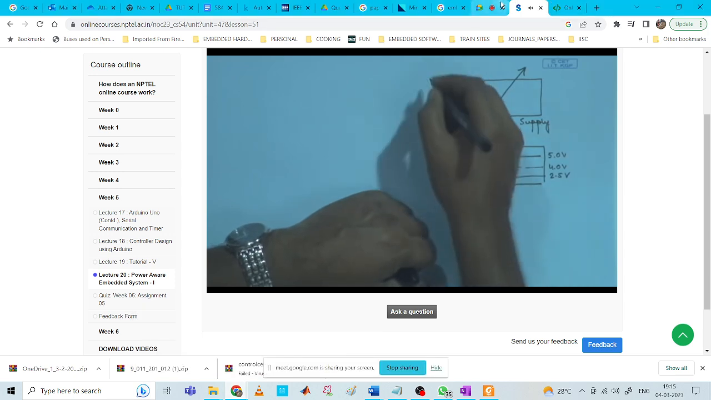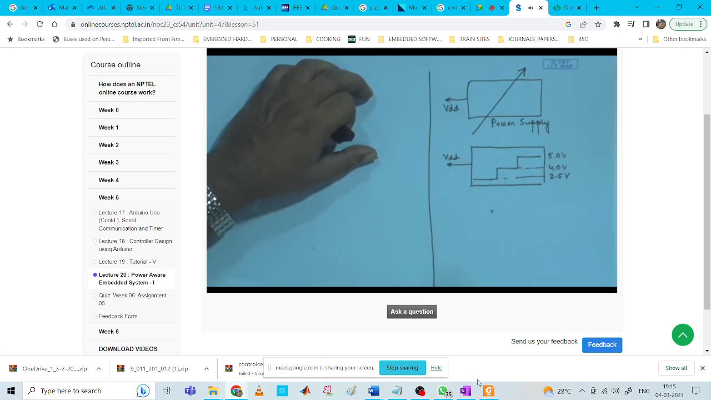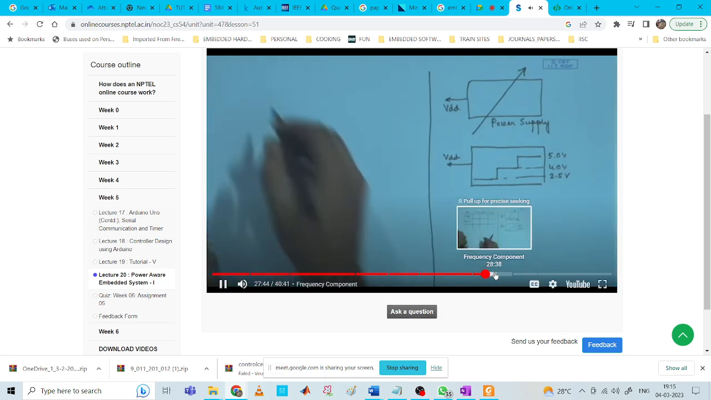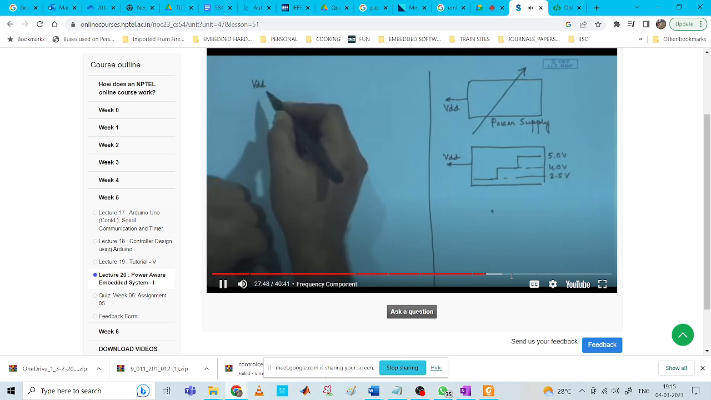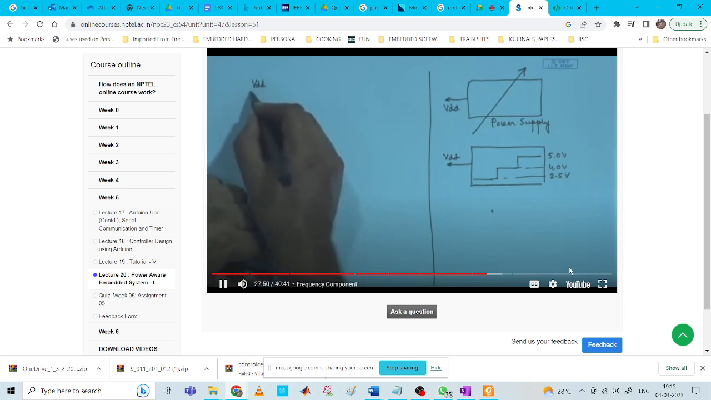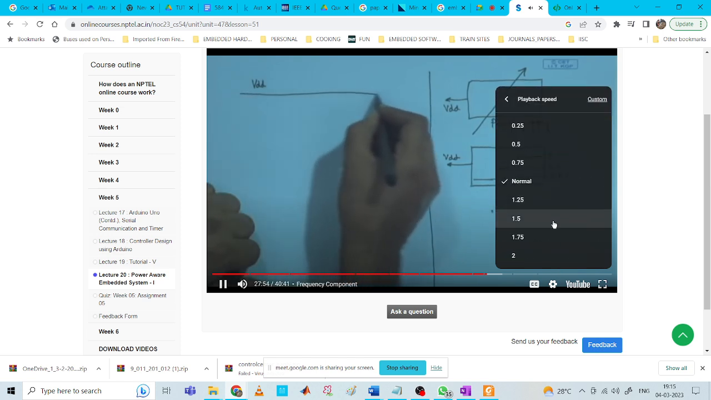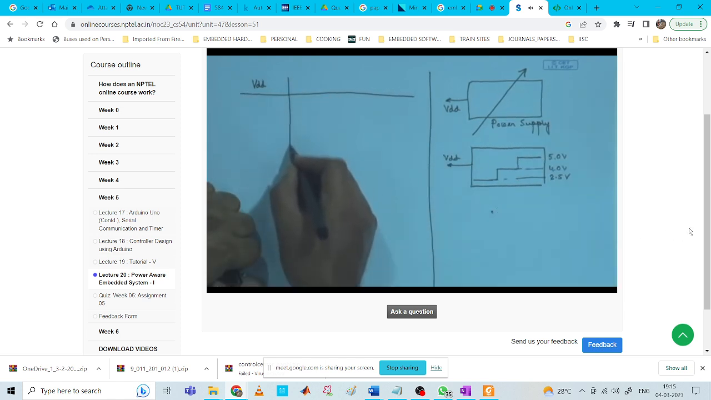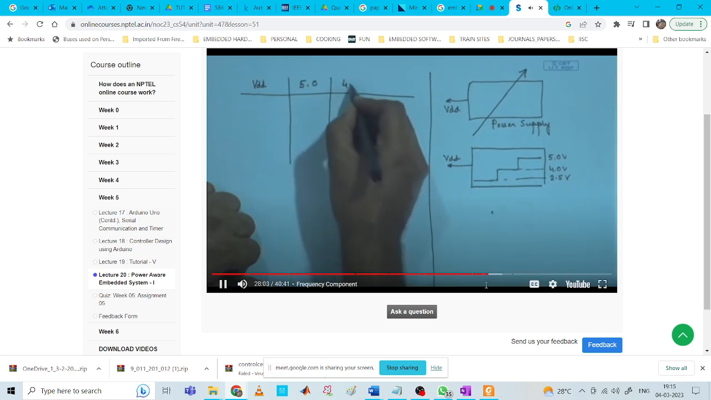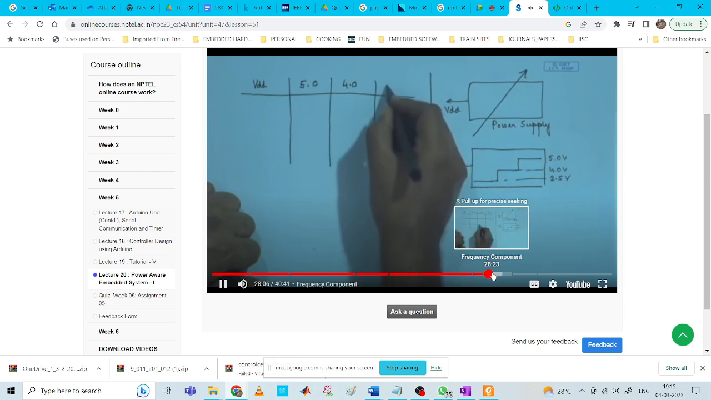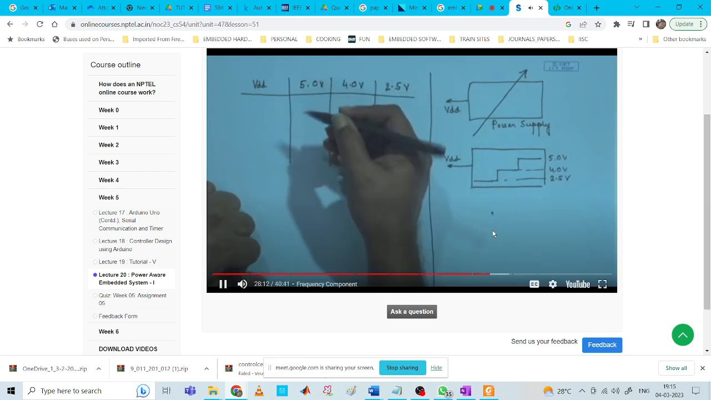So if we assume that sort of scenario, then let us assume that we are working in a scenario where VDD can vary, and there are 3 possible VDDs. One is 5 volt, 4.0 volt, and 2.5 volt. All these are volts.